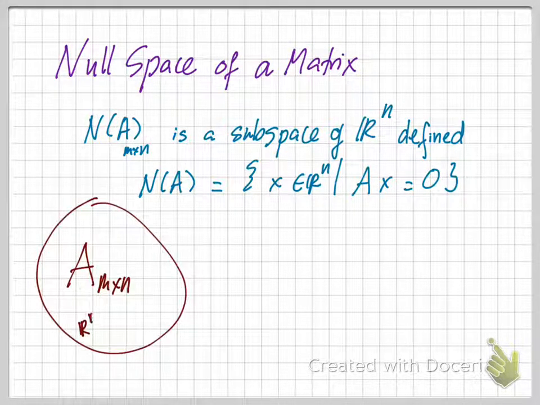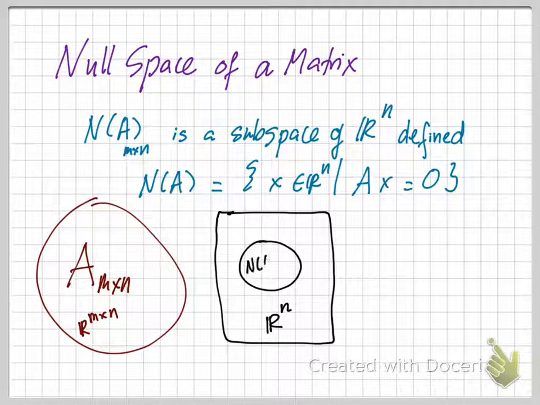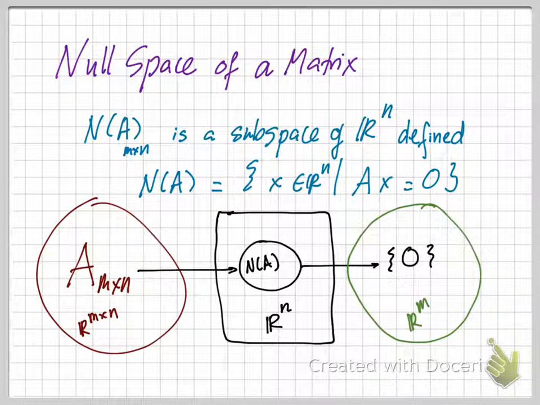Let's consider a matrix n by n in the vector space Rn by n, and the vector space Rn where the null space of this matrix A belongs to. So if you multiply this matrix A by any of the vectors in this null space, you transform it to a vector 0 in vector space Rm.